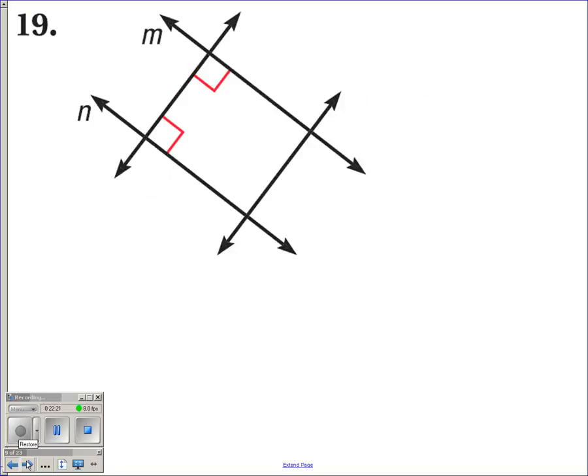Let's take a look at 19. Now here we have two angles that are both marked as right angles. Now, our lines M and N, here's one, here's the other, and we have a single transversal that both of these angles are on. They're both perpendicular to the same transversal, the same line. So in this case, line M is parallel with line N, because any lines that are cut by a transversal and are perpendicular, both of them, to that same transversal, they have to be parallel.